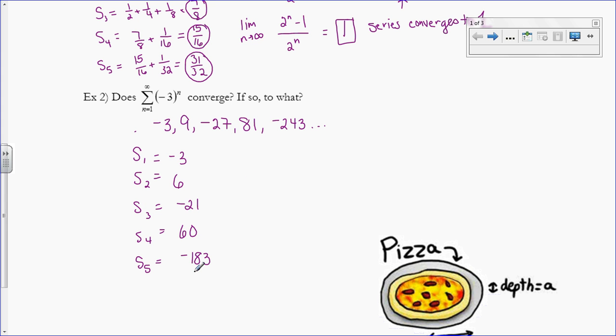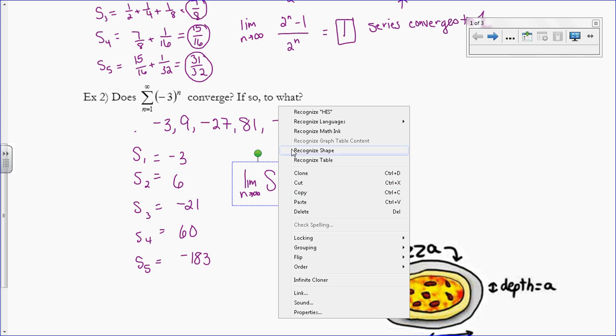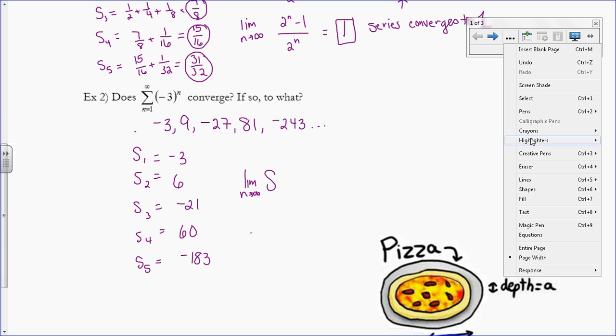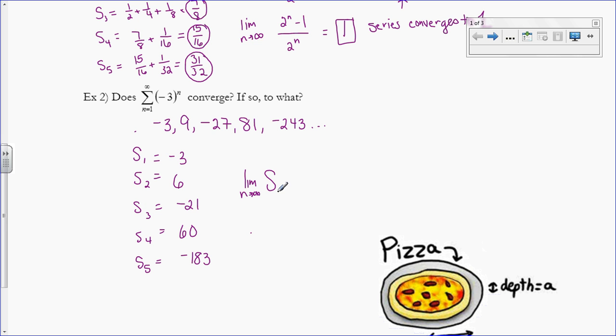So for something like this, I don't know what the partial sum is going to be toward the end, but I can tell you it's going to start getting bigger and bigger and alternate between positive and negative. So the limit as n approaches infinity of s sub n, for whatever s sub n is, I'm sure there's some kind of formula for it, but I don't really care because I don't need it. The limit of the partial sums doesn't exist. Therefore, the summation of (-3)^n from 1 to infinity diverges. So this series converges, this series diverges.